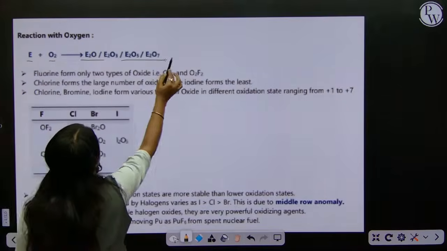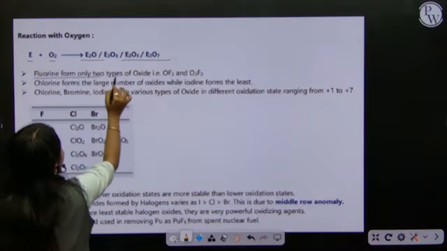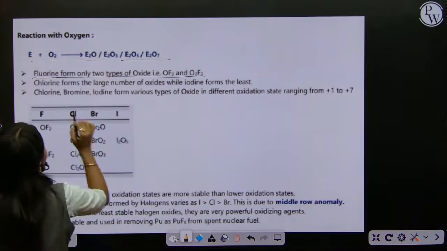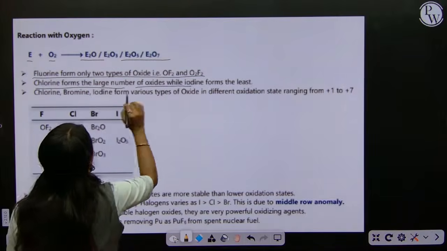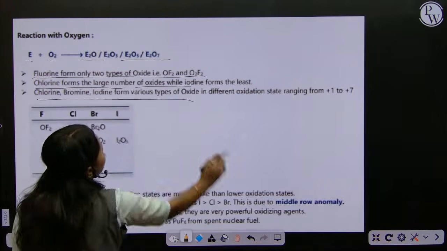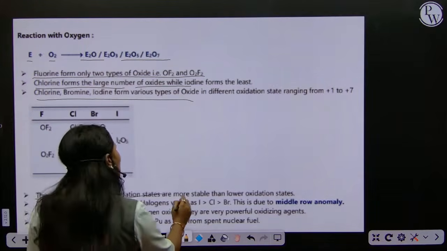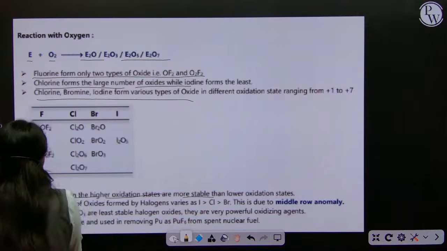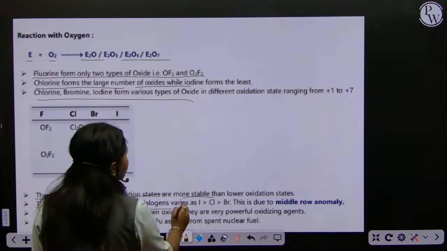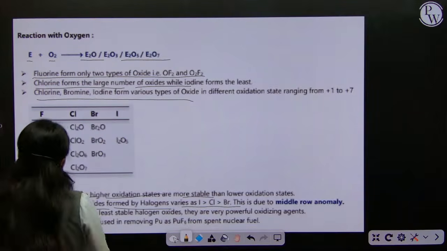They form these oxides. Fluorine forms only two types of oxides. Chlorine forms a larger number of oxides. Chlorine, bromine, iodine form various types of oxides. The oxides in the higher oxidation state are more stable than those in the lower oxidation state. The stability of oxides formed by halogens varies like this. This is called the middle row anomaly.